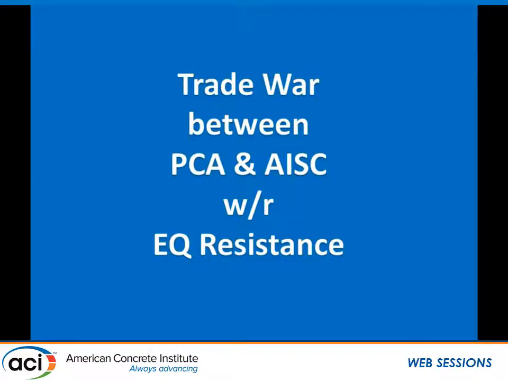Next. Then there was that famous trade war between the Portland Cement Association and AISC with respect to earthquake resistance. You see, during the war, the steel industry slept, and the concrete industry, because they could sell all the steel that they had, started building bridges. And when they saw this, the steel industry got up and said, we've got to beat the concrete people. And they found out that concrete was a brittle element. And indeed, you know, when you compress concrete, it can be quite brittle.